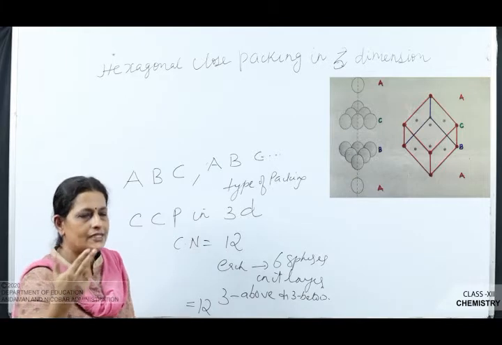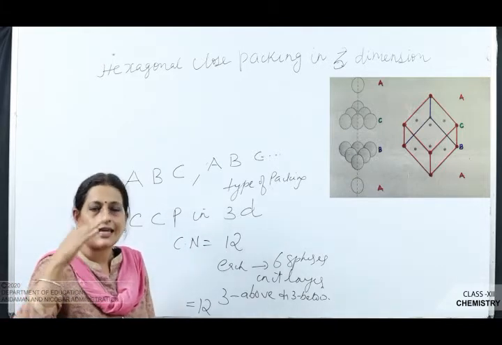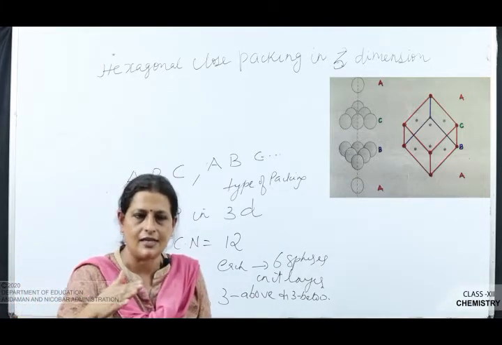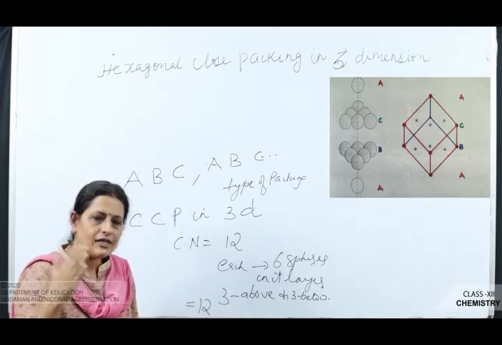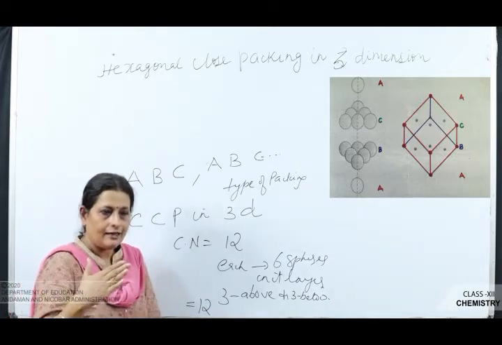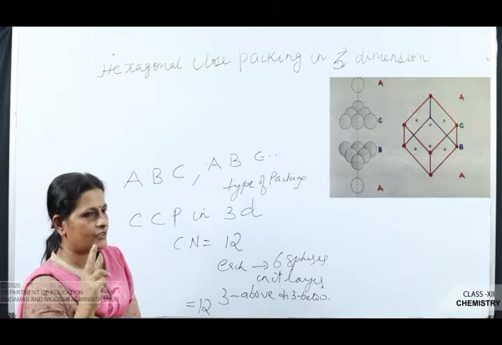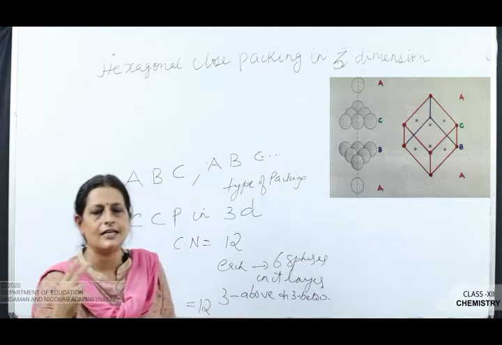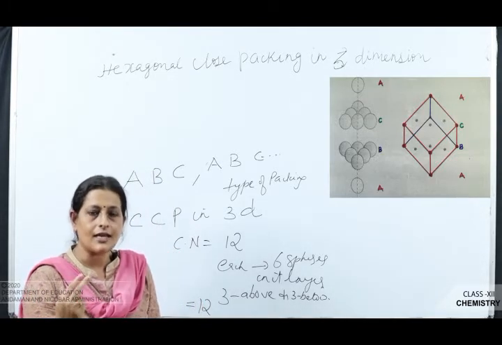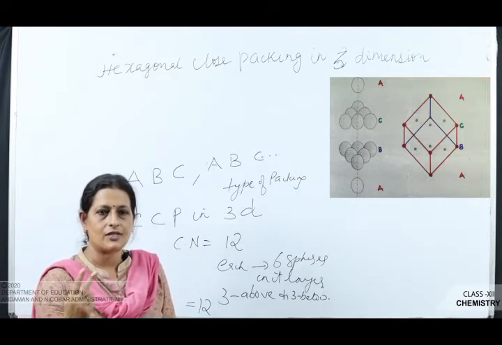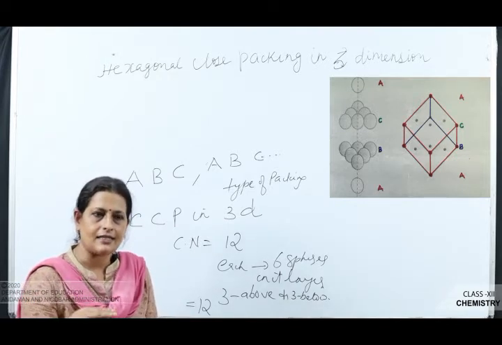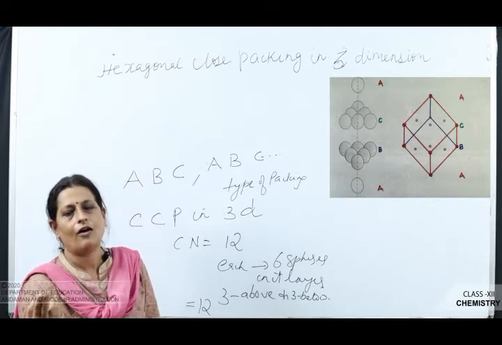So what do you observe? The second layer is not identical to the first layer. So we call it as what? B. After arranging the second layer, we are getting 2 different types of voids. One is tetrahedral void and the other one is octahedral void. So to arrange the third layer, we have got 2 options. We can arrange it either in the tetrahedral void or in the octahedral void.